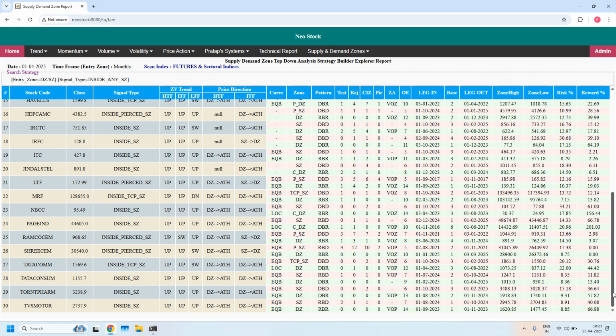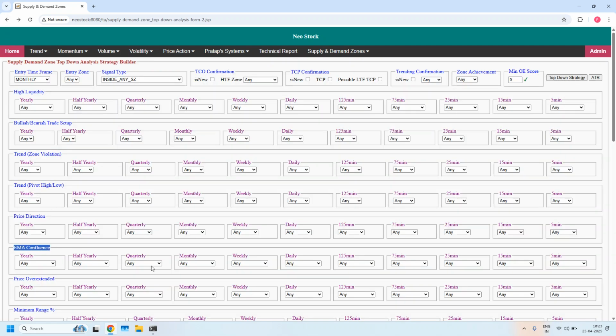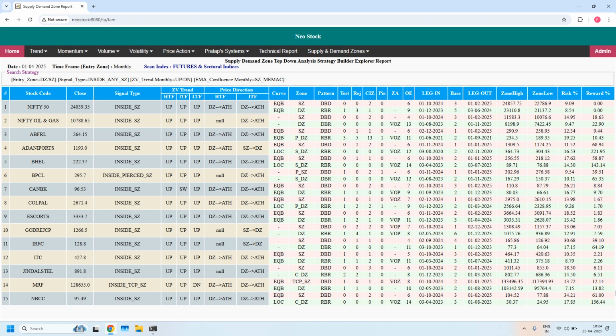We can further filter this list based on monthly supply zones having monthly EMA confluence. Now we got 15 stocks. Price closed inside the monthly supply zone, and those monthly supply zones are having monthly EMA confluence, and also monthly time frame is uptrend in all the stocks.